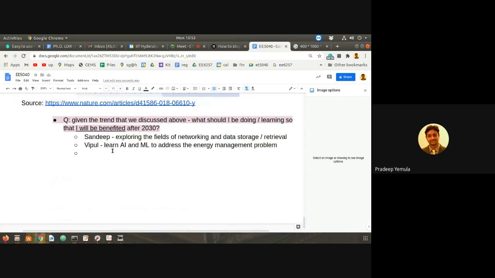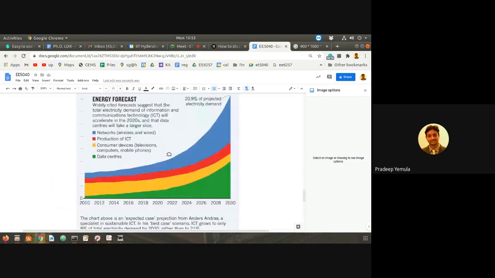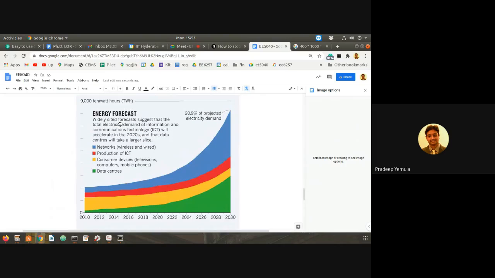Anybody wants to add? At least 4 or 5 people should add. Knowing this picture, what is it telling you? Energy consumption. A widely cited forecast suggests that the total electricity demand of information and communication technology will accelerate in the 2020s, and the data centers will take a larger slice.